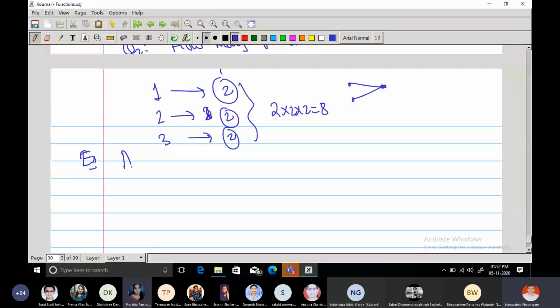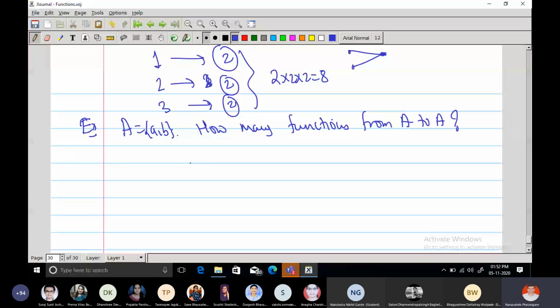If A is equal to B, so how many functions from A to A? 4, right? Because A has 2 possibilities, B has 2 possibilities. In total, there are 2 into 2, that is 4 possibilities. So 4 functions, and you can actually write down all the 4 functions. Can you tell me what are the 4 functions? A to A, B to B. So this is the identity function, right?